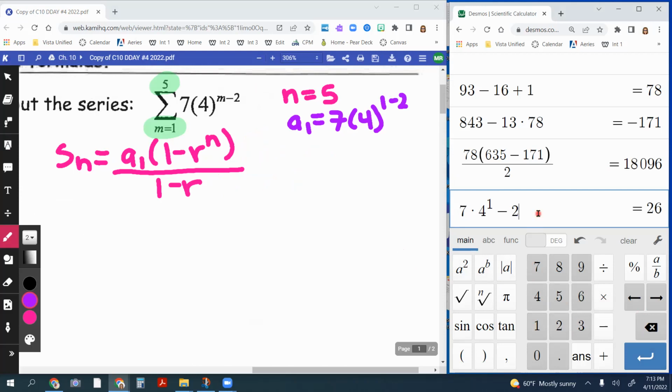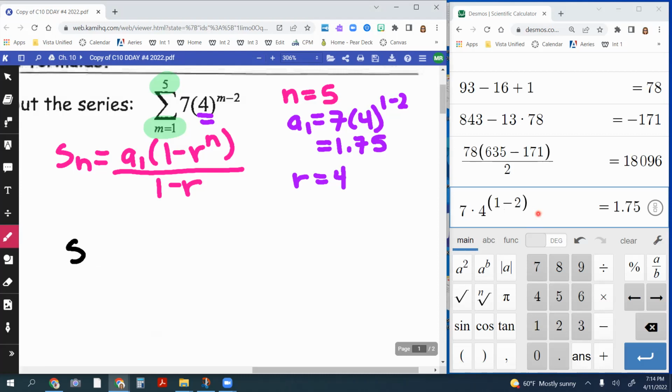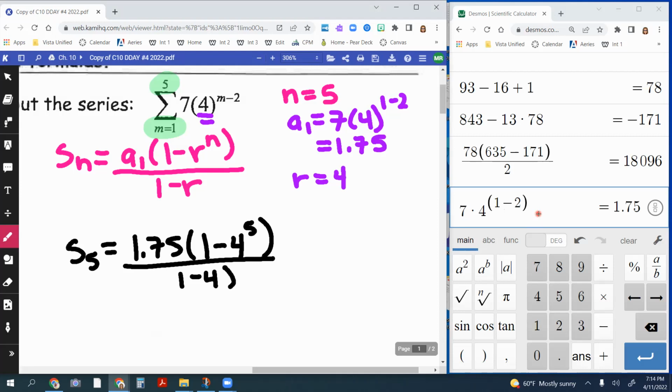Now if I'm doing this on Desmos and I want 1 minus 2 in the exponent, I need to go parenthesis 1 minus 2. So I just have to be careful if I'm typing it in. That's going to be 1.75 or 7/4. Now my r is what we're multiplying by, the thing that's raised to the power. So that's your 4. So we're going to find S sub 5 is equal to 1.75 times 1 minus 4 to the power 5, close your parenthesis, all over 1 minus 4.